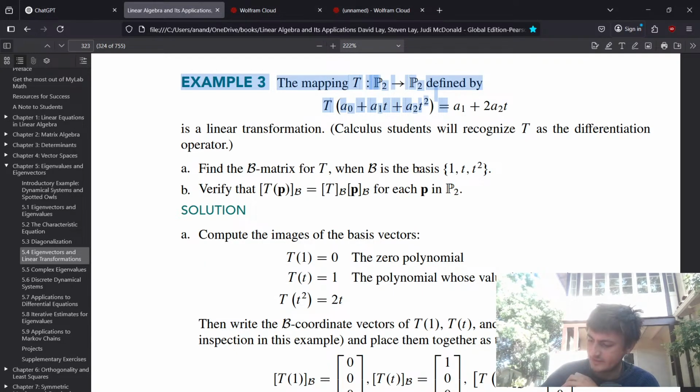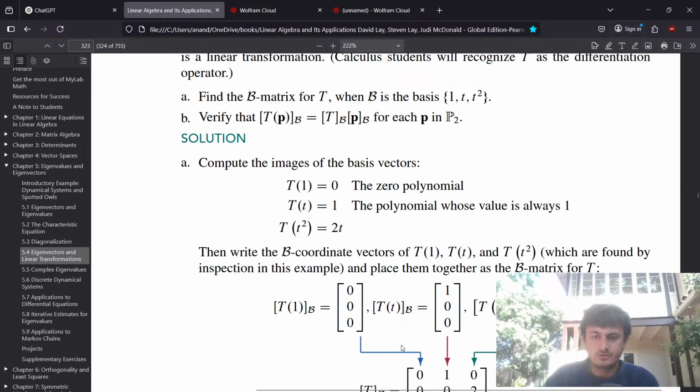Okay. And then finally T of t squared. So wait, we need to write 1 relative to B, which is just going to be 1, 0, 0. And then T of t squared is equal to 2t. And 2t is 0, 2, 0. So I think our columns are 0, 0, 0, then 1, 0, 0, and then 0, 2, 0. Okay, cool. That's what I got.